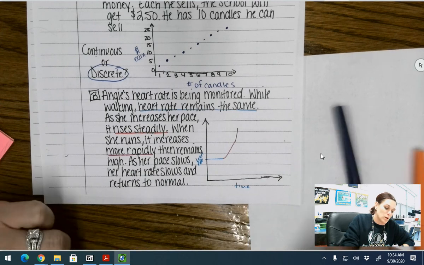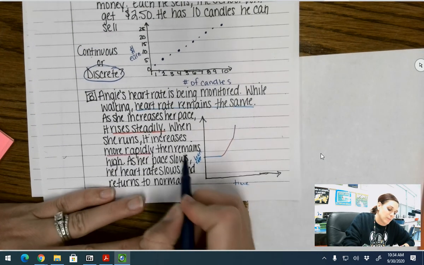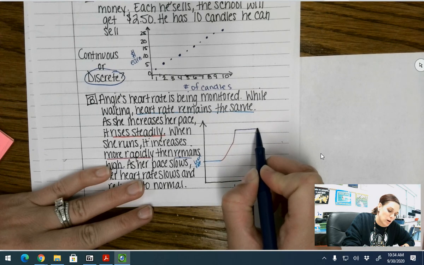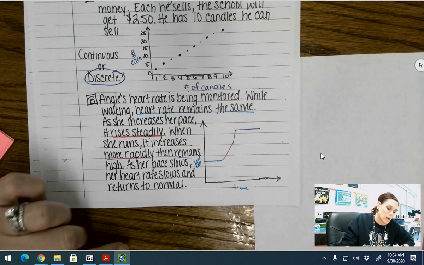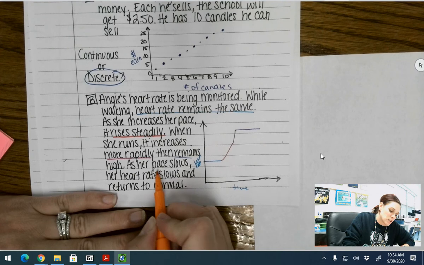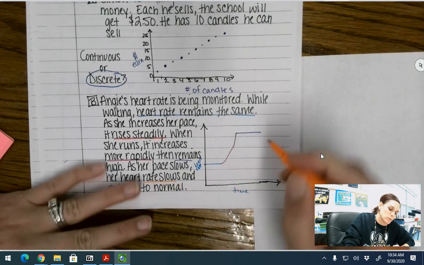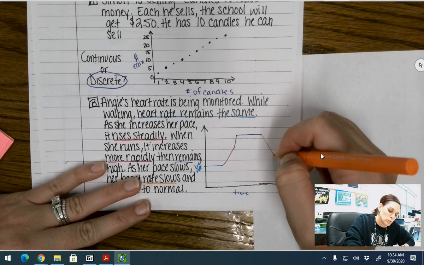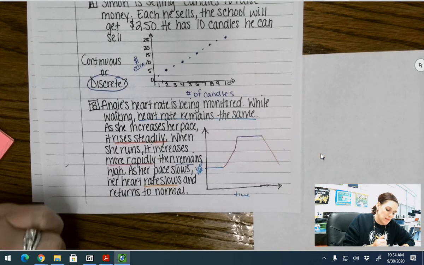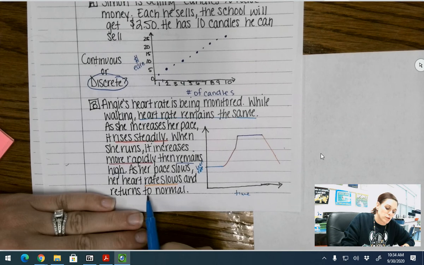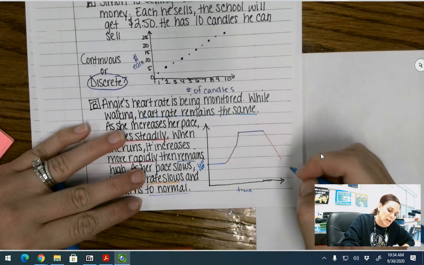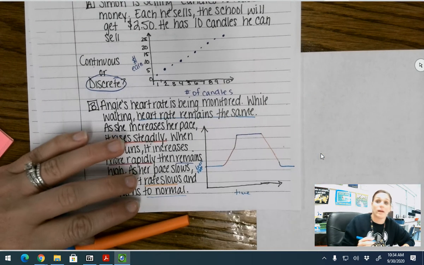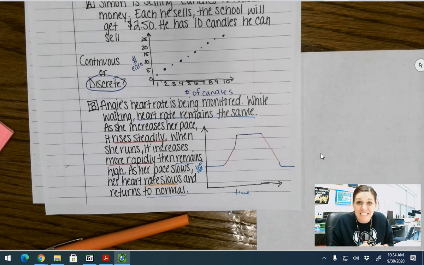It then remains high, which means I should then plateau this off at this height of my heart rate being up. Okay. As my pace slows, my heart rate slows. And then it says it returns to normal. So I'm going to actually bring this line down below my walking rate.